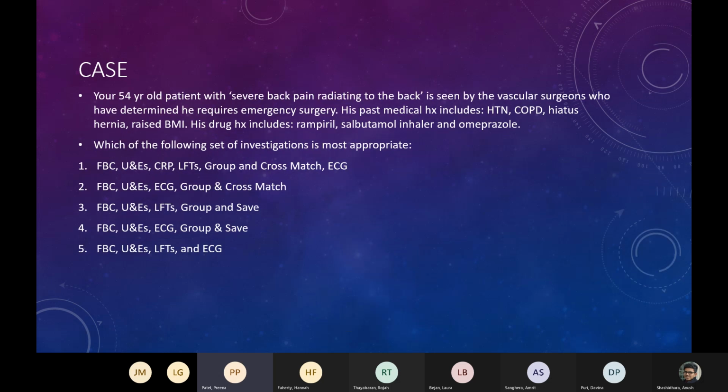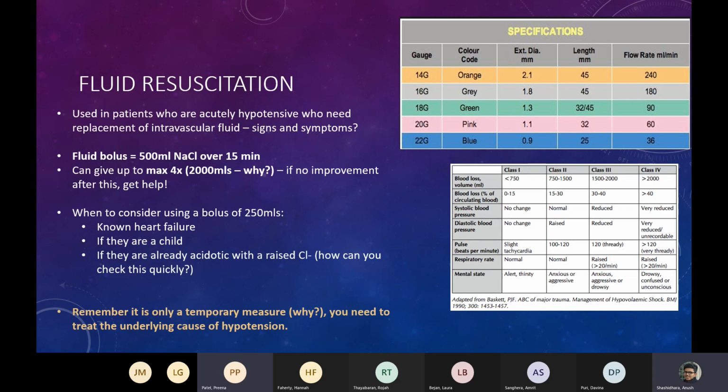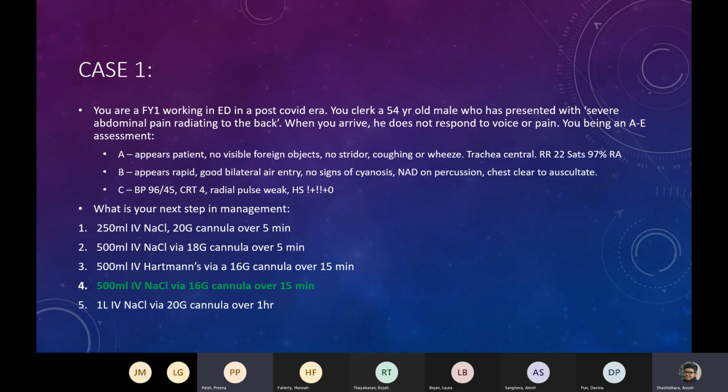I'm just going to go back to the first question, Anush. Do you want to talk over the answers? Yeah, so I just think it's quite useful because a couple of people went for options 2 and 3.